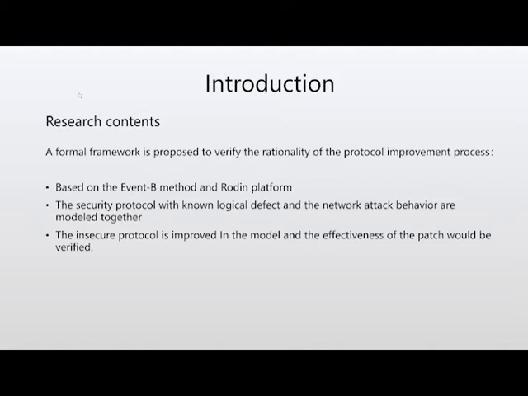In this context, this paper proposes a generic framework based on the Event B method and Rodin platform to guide the revising of a security protocol so that the unknown successful attack can no longer take place upon the revised protocol. In this framework, we will model the protocol and attack behavior first, then the process of protocol improvement, namely patch, is successfully established in the model and the rationality of the improvement is verified.